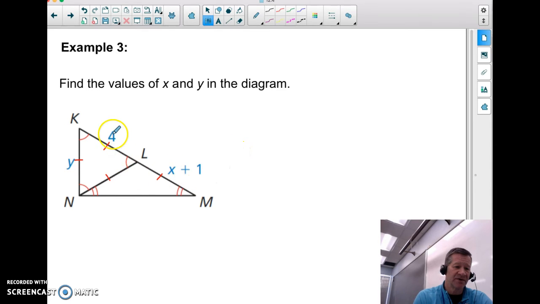Well, if they're all the same, this here tells us this side is 4. That means all the sides must be 4. So this y must also be 4. So there's our value for y.